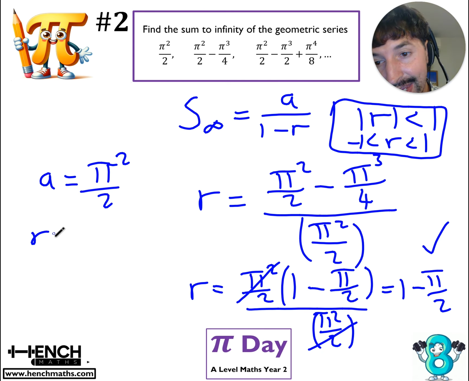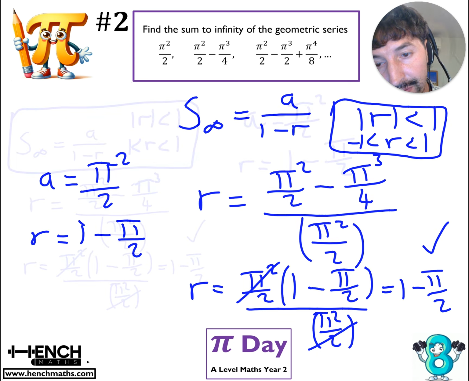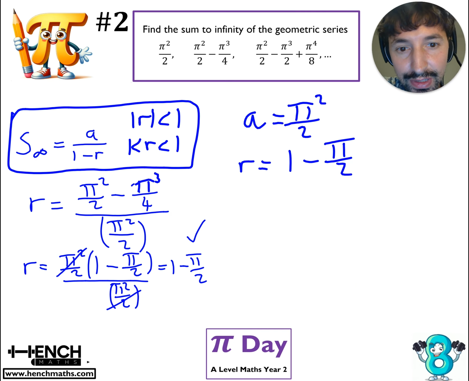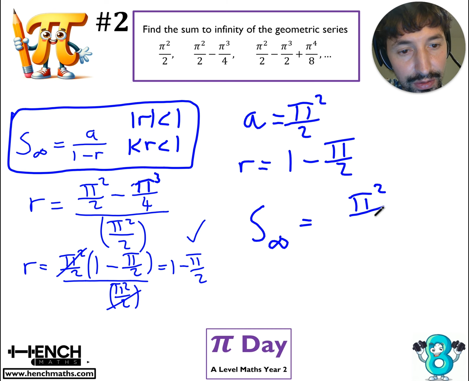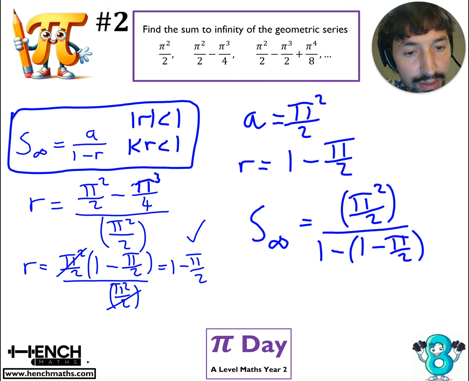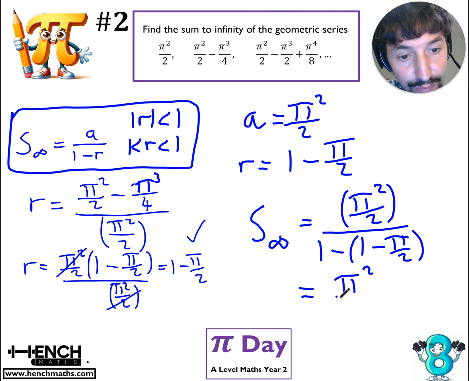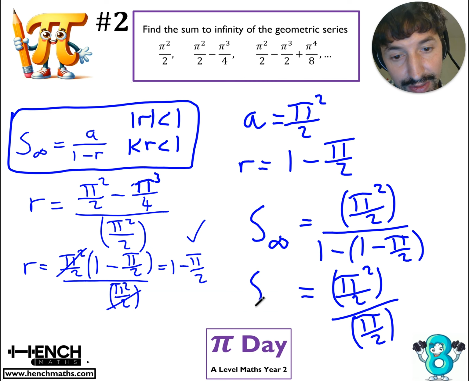So we found our a, and now we've got our r, which is 1 subtract pi over 2. Okay, so we're going to put a and r into the sum. So the sum to infinity is a, so that'll go on top: pi squared divided by 2, divided by 1 subtract r, so I put all these in brackets, 1 minus (1 minus pi over 2). So 1 subtract 1 will cancel out to 0, and then subtract negative pi over 2 will give us pi over 2. So we're going to get pi squared over 2 divided by pi over 2. That would be the sum to infinity.